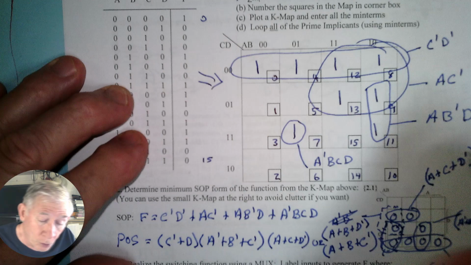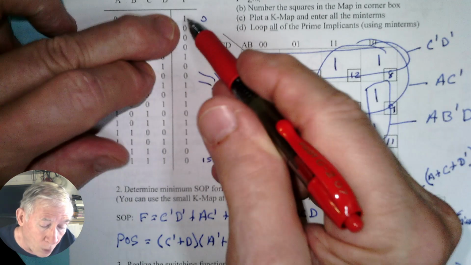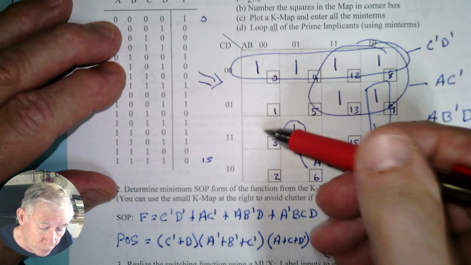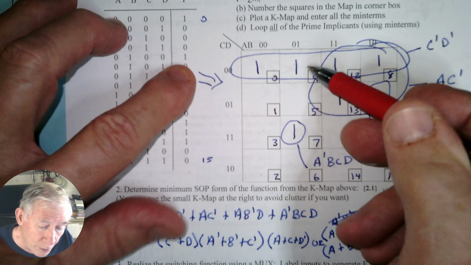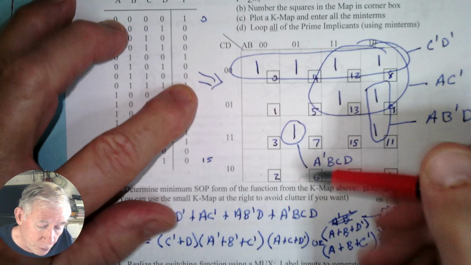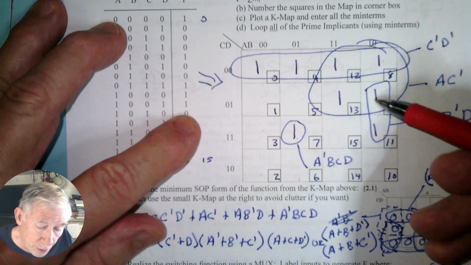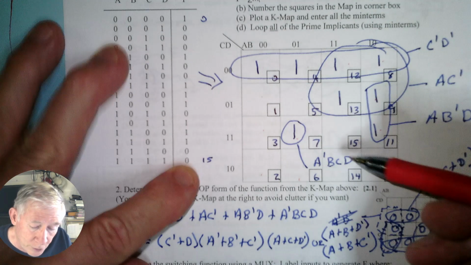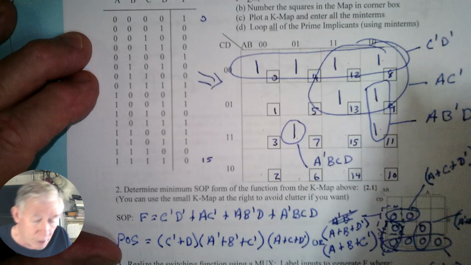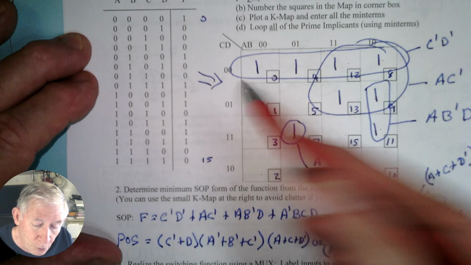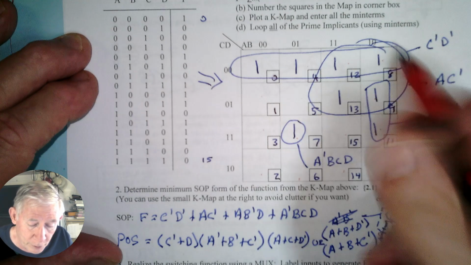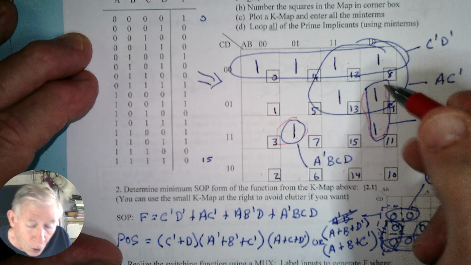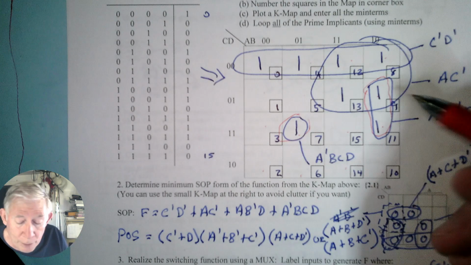Okay, so we have a 1 for 0, then nothing for 1, nothing for 2, nothing for 3, 4 is a 1, 5 is 0, 6 is 0, 7 is a 1, 8 is a 1, 9 is a 1, 10 is a 0, 11 is a 1, 12, 13 are both 1s, and 14 and 15 are both 0s. When we look at it, we get this row of 4 up here, we get this group of 4 here, we get this 1 all by itself, and we get this group of 2 here. Every single one there, so that makes 4 prime implicants.